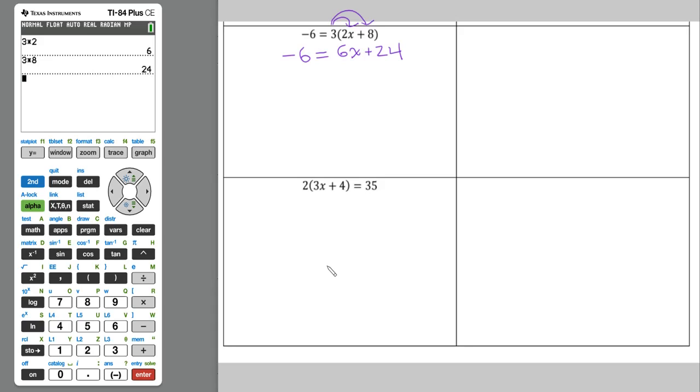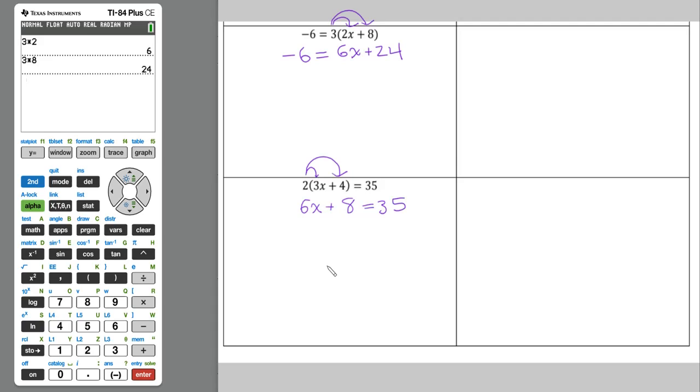This next one, again, distribute first. If I see these parentheses, I want to get rid of the parentheses first. I'm going to distribute. Again, I'm doing 3 times 2. I already did that before. I know that answer is 6 with an x next to it. And then 2 times 4 is 8. So that's positive 8. And there we go.